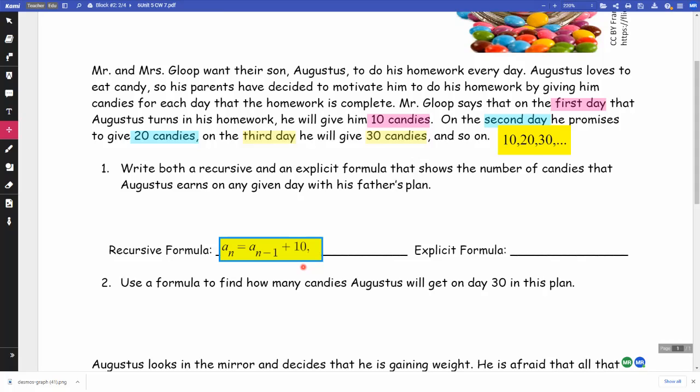So now I have my recursive formula, but I don't know where I'm starting unless I let people know. So I'm going to go A sub N. Again, shift and the minus will drop us down. A sub 1, arrow out, equals, and day 1, he got 10 candies. There's our recursive formula. To get my nth term, I take the term before, A sub N minus 1, and add 10. To know exactly the sequence we're in, I need to know what A sub 1 is, which is 10.